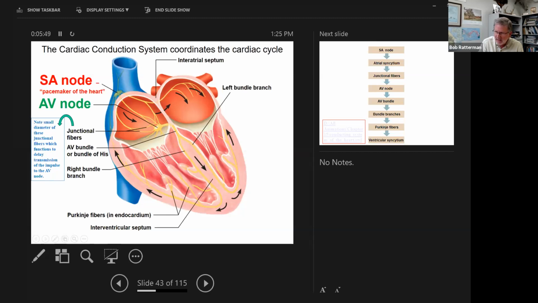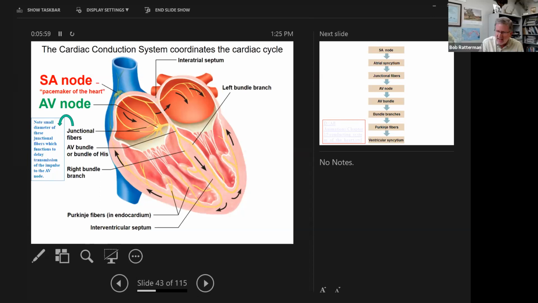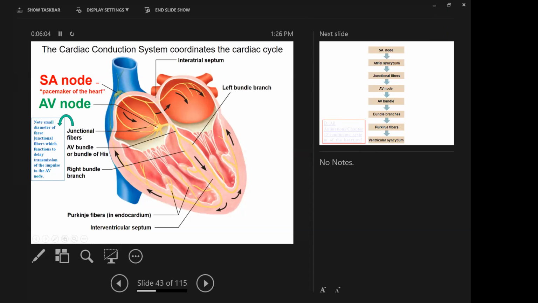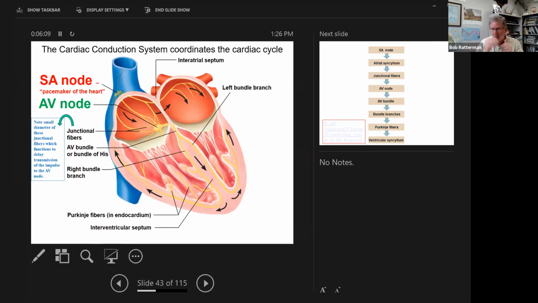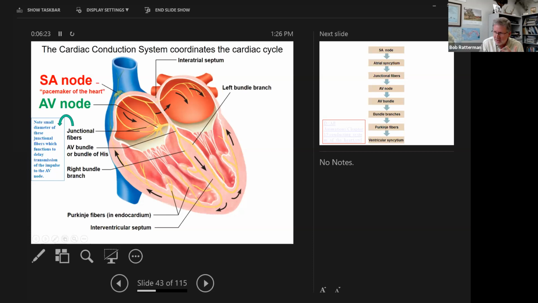You have to delay the impulses just slightly to allow for the atria to undergo systole and allow the ventricles to undergo diastole. If there was not the delay, then all four chambers would undergo systole at once, and that would not be conducive for good blood flow. So that's why these junctional fibers are there. They lead into the AV node. They're very narrow in their diameter, and they slow the impulse just a little bit, enough to allow the atria to undergo systole and the ventricles to undergo diastole.